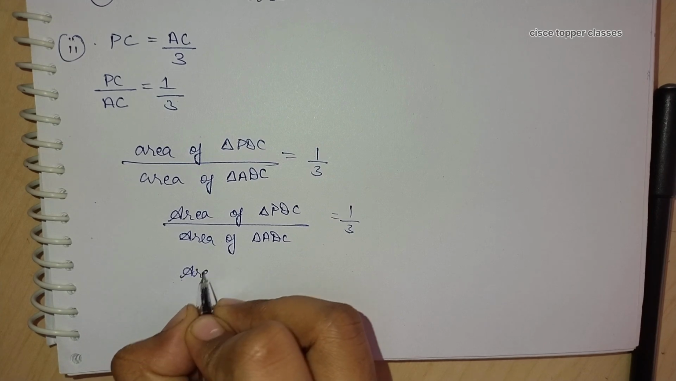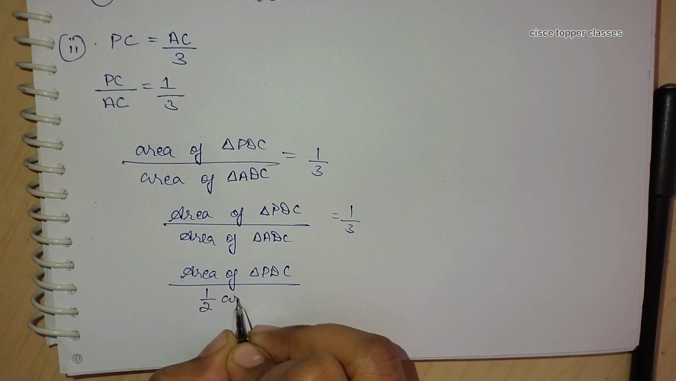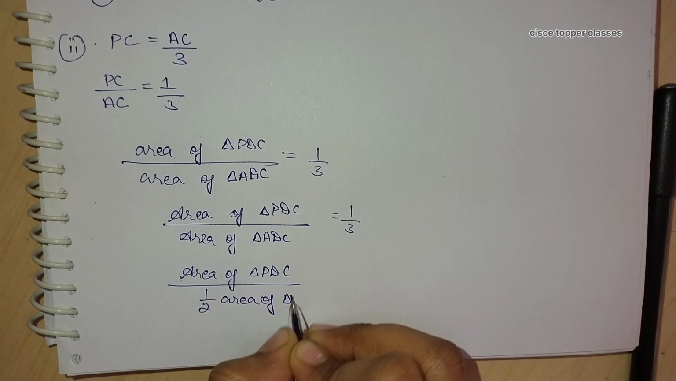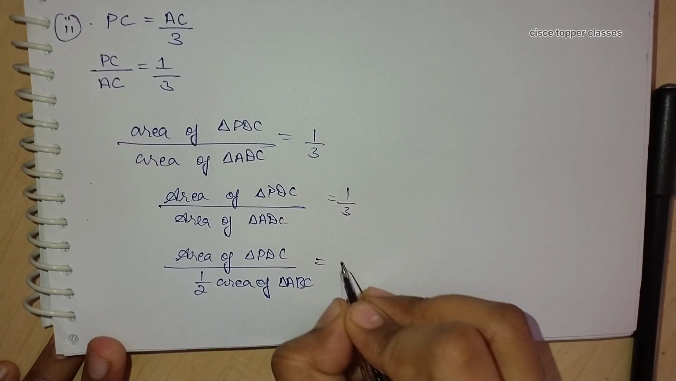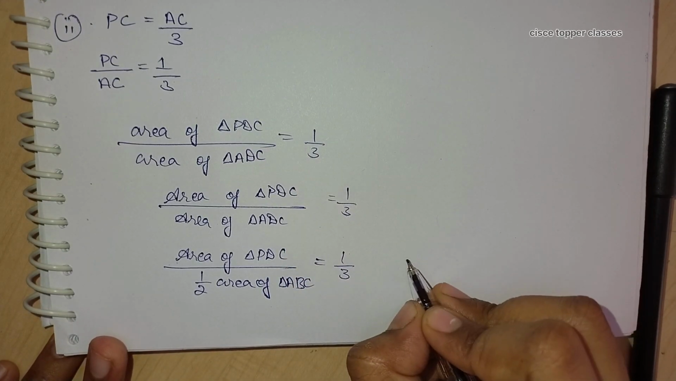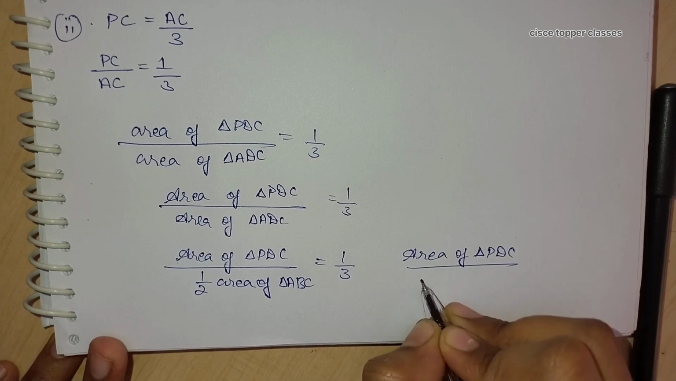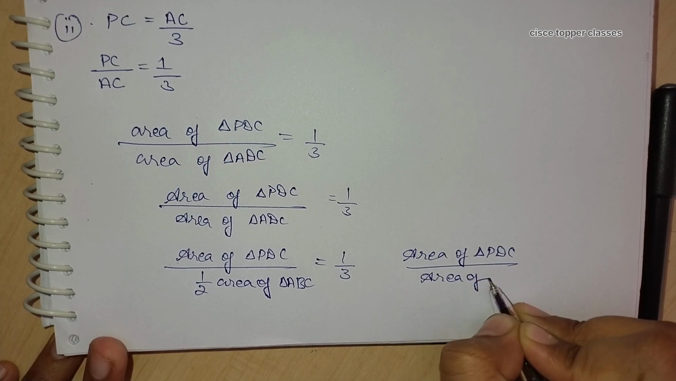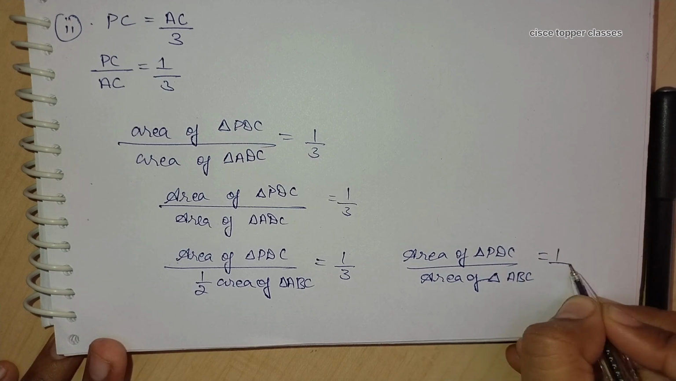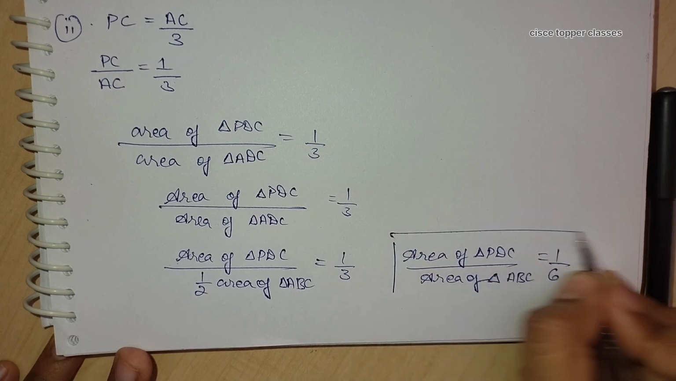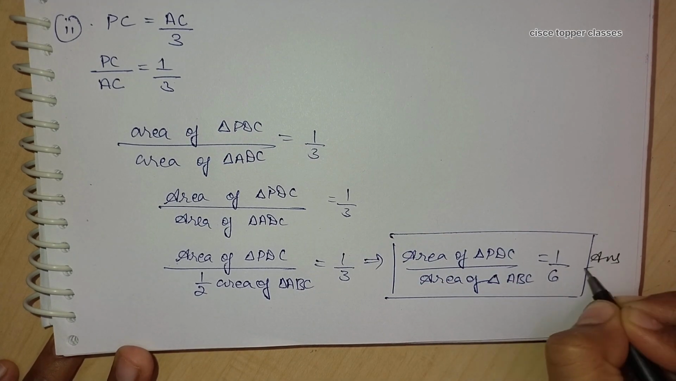It will be area of triangle PDC divided by 1 by 2 of area of triangle ABC, because in the previous part we have found that AD is median, so it is equal to half area of triangle ABC equal to 1 by 3. From here only we can write area of triangle PDC divided by area of triangle ABC is equal to 1 by 6, and this is only what we have to find in this question. So this is the final answer in this question.